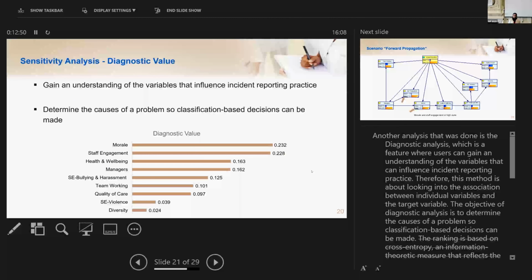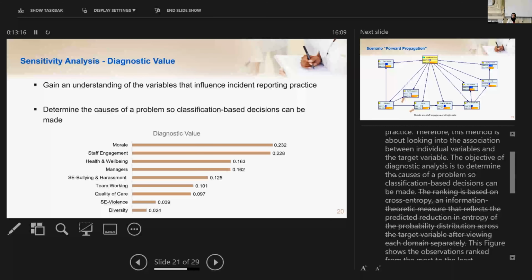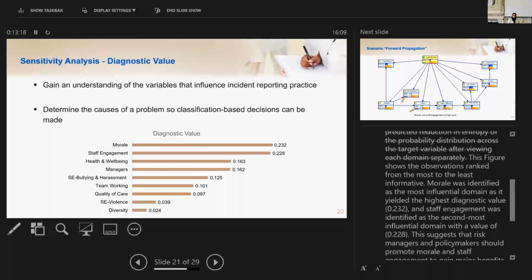Another analysis that was also done is the diagnostic analysis, which is a feature that users can gain an understanding of the variables that can influence the incident reporting practice. In this method, it's about looking into the association of different factors and the class variable. The objective of the diagnostic analysis is to determine the cause of the problem so that classification-based decisions can be made. As we can see here, this figure shows the observation ranked from most to least informative.